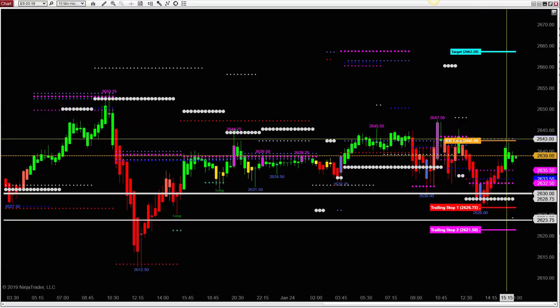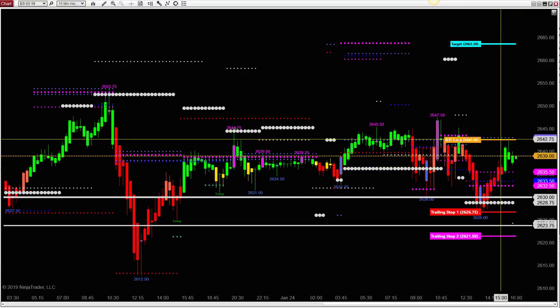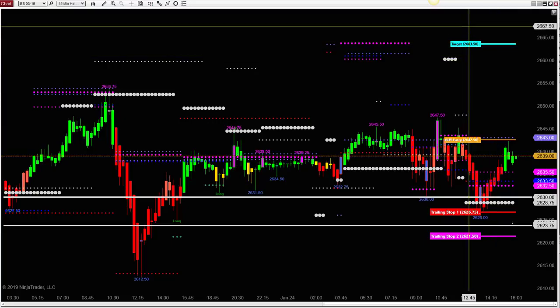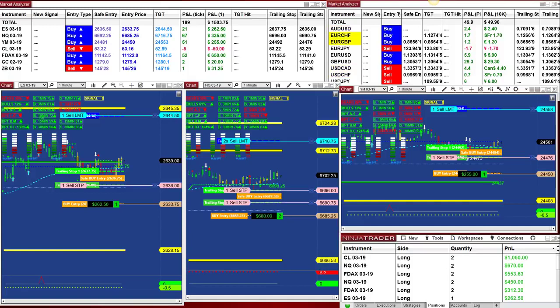So now the whole game is waiting on the 43 level. If this market is not able to break that 43 level tomorrow, then we are looking for another volatility day tomorrow. So the key right here on the ES is the 2643. Once we break the 43 level, we are looking at a potential for the 263 level tomorrow. So this is what we are expecting for tomorrow.